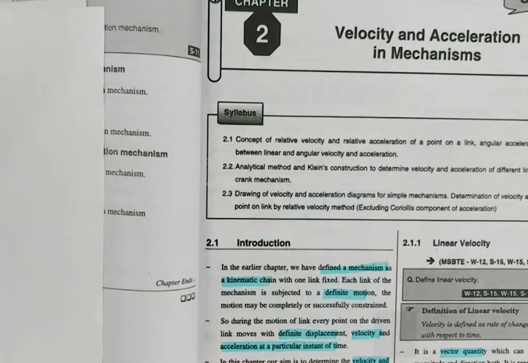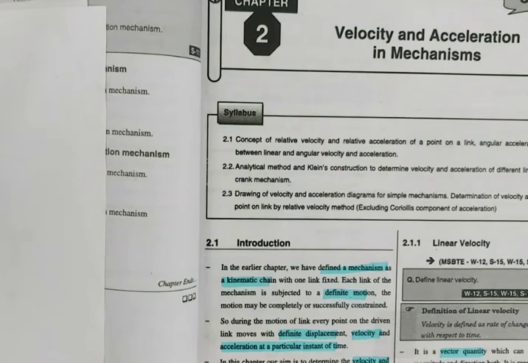So in earlier chapter we learn about the mechanism as kinematic chain in which one link is fixed, and during the motion of link every point on the driven link moves with definite displacement, velocity and acceleration at a particular instant of time. In this chapter, determine the velocity and acceleration of the link in a mechanism either graphically or analytically.